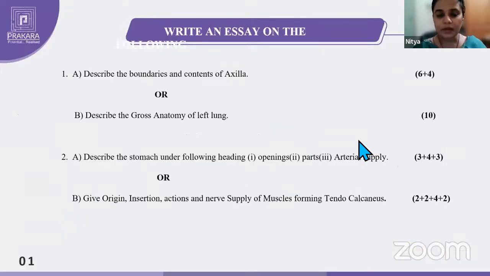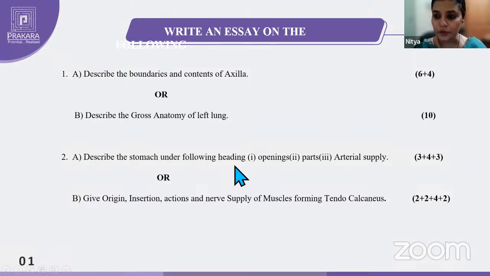So the question paper will consist of essay, short answers, and very short answers. Among essays, you'll have two questions. Each question will have another two questions, which will be an option for you. Like the first question will have A and B sections, so you can either select the A part or the B part. The second question will also have an A and a B option, and you can select either the A part or the B part.